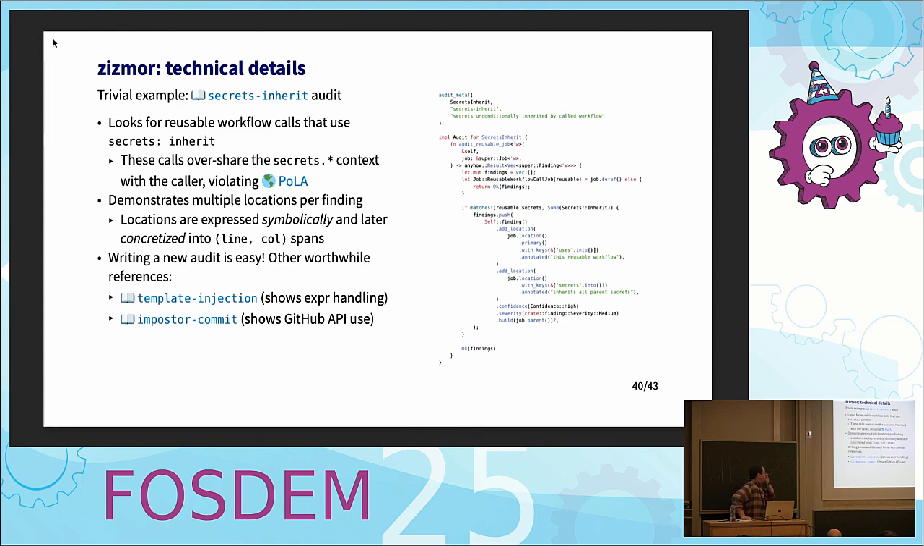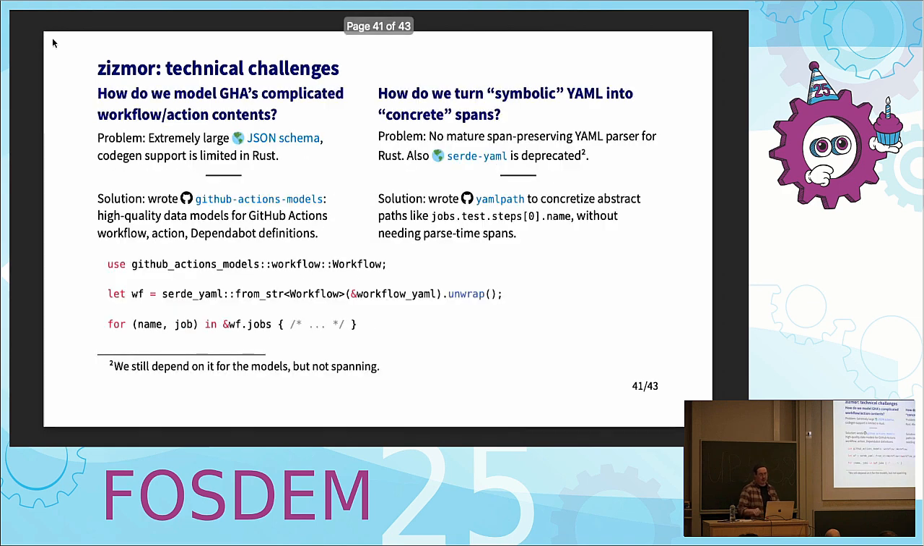This one's a secrets inherit audit. All it does, it looks for places where a reusable workflow uses secrets inherit, which means it inherits the entire secrets context rather than being given a specific set of secrets, meaning it violates the principle of least authority. And then you can also do multiple locations per finding. So you can say like this step calls this action with this set of subfields, and that's why it produces such a nice sort of spanning representation on the command line. And yeah, if you want to contribute, these audits are good examples of things to start learning how to write Zizmor audits.